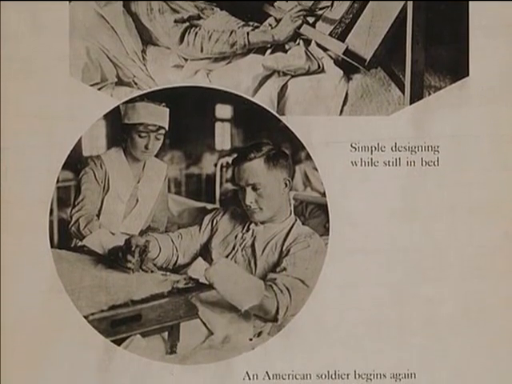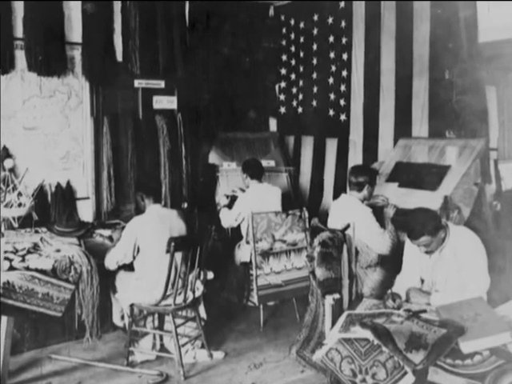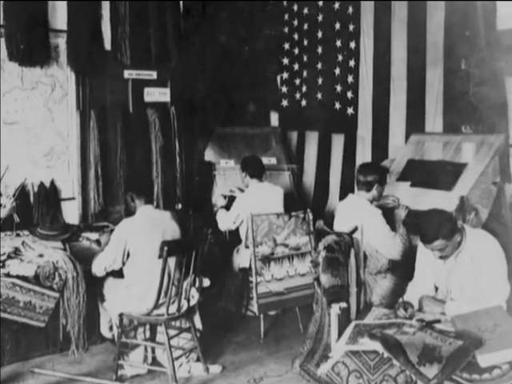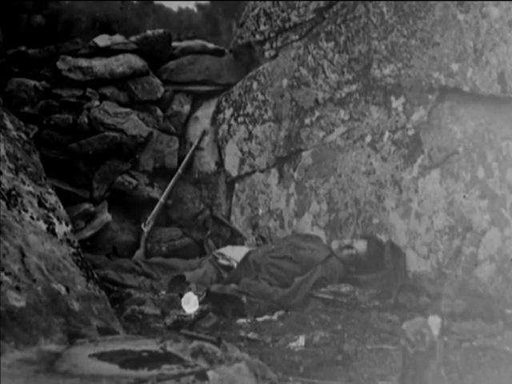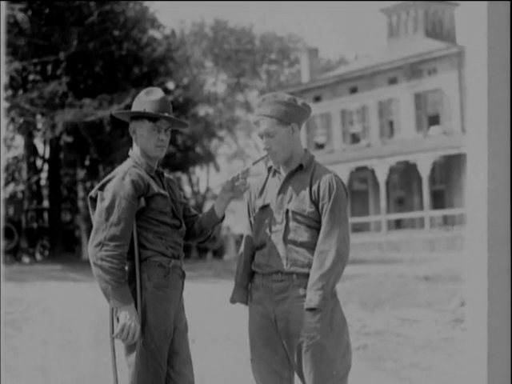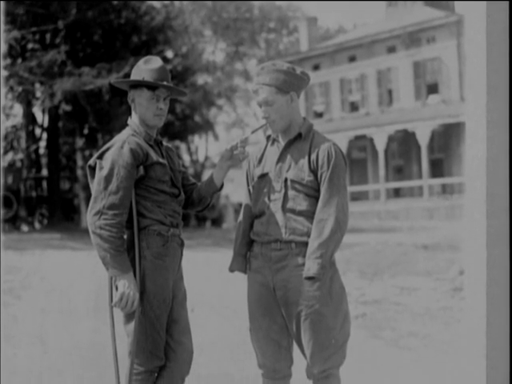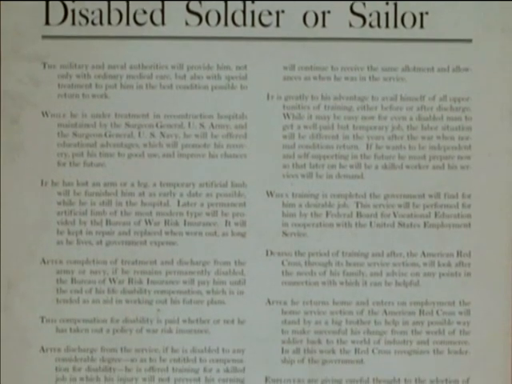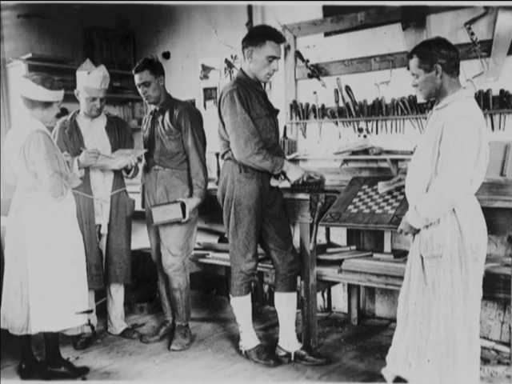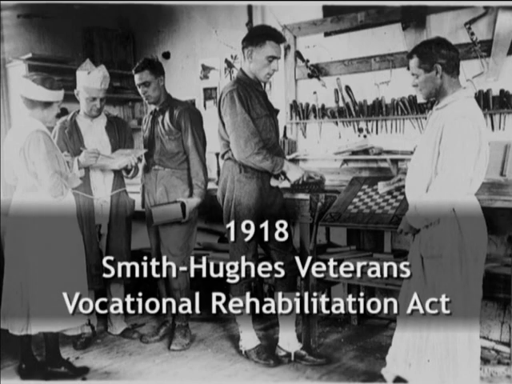It should be noted that most soldiers who sustained significant injuries did not survive them at that time. The basic medical and charitable models stayed firmly in place. Federal legislation gave further recognition to government's responsibility. In 1918, the U.S. Congress passed the Smith-Hughes Veterans Vocational Rehabilitation Act, creating a program to assist disabled vets to get jobs in the post-war era.